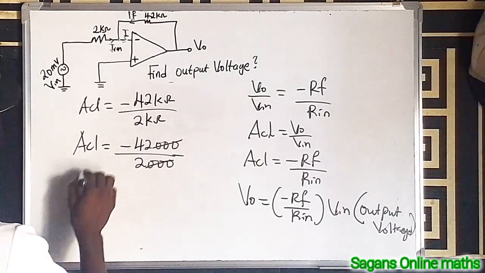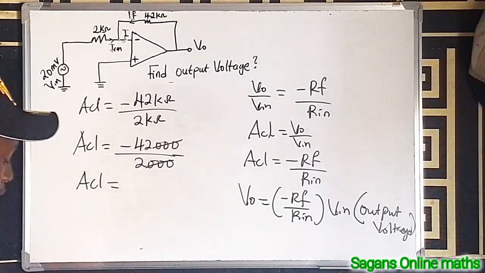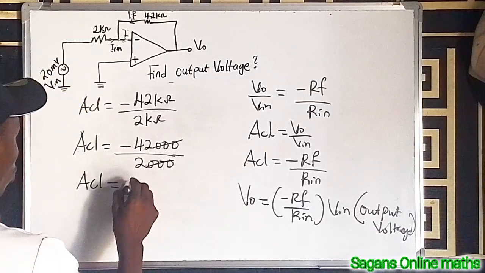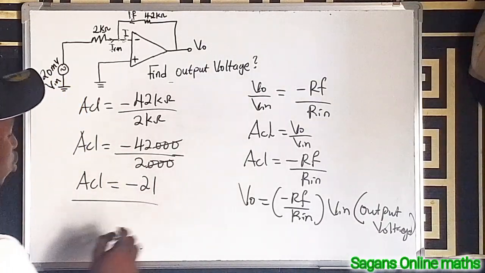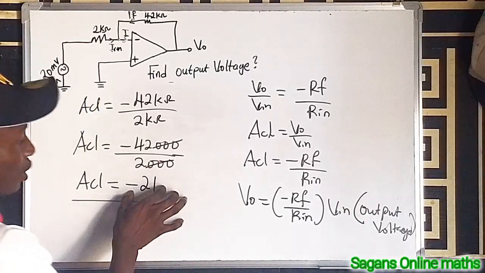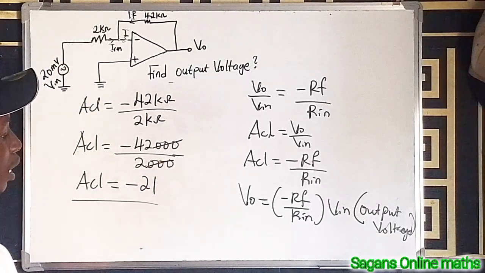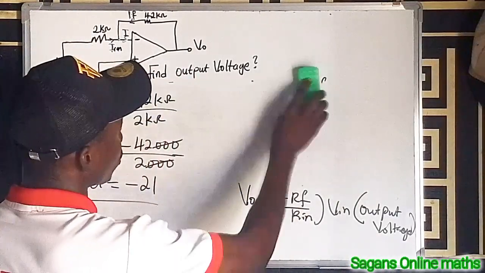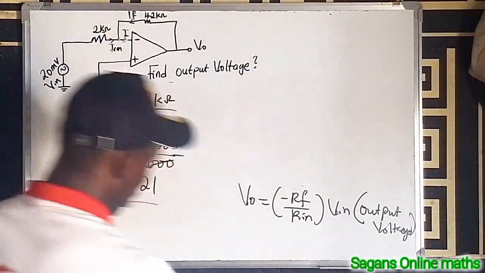So you see that closed loop gain is equal to, let's see, minus 42 divided by 2, we have minus 21. So the closed loop gain is minus 21. Now, since we have the closed loop gain, that means we can find our output voltage. For us to determine our output voltage is very simple. Just substitute into the formula and we are done.